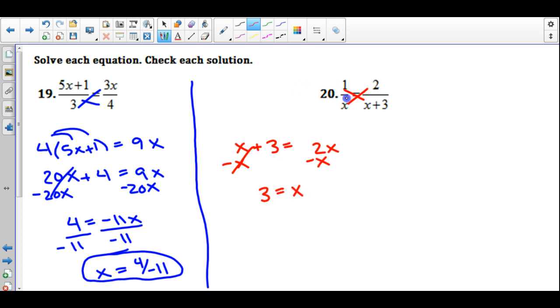So x is 3. And again, if I wanted to check this, I know that I could leave it as 1 over this x value. So 1 over 3 equals 2 over 3 plus 3, which is 6. And I know that 1/3 is equivalent to 2 over 6.